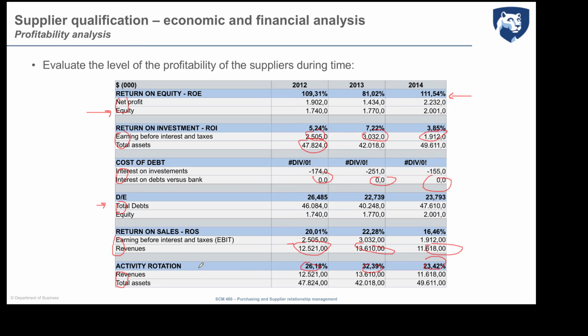Finally, if you see at activity rotation, you can see that total assets are higher than the revenues. So it makes sense that values are lower than 1. In each year, you just need to use part of your assets to obtain this type of revenues. In this case, for realizing $12,000, which is 12 million of revenues, you need to use 0.26 of your total assets, value of total assets, which is 48 million.